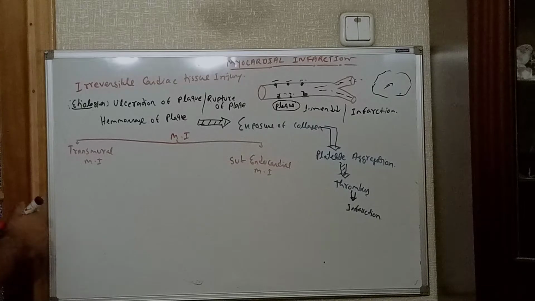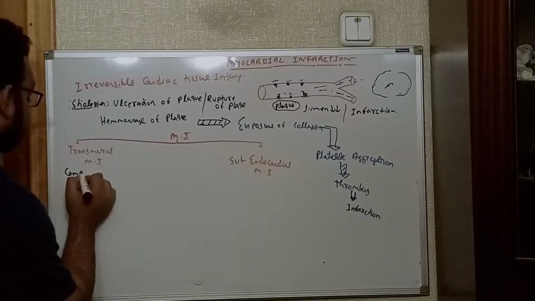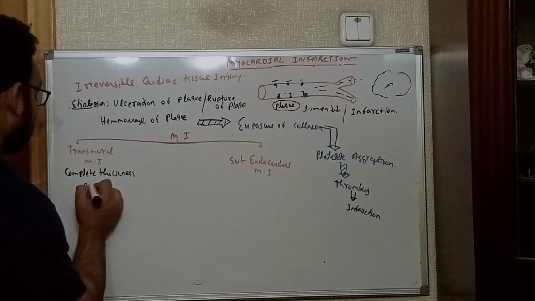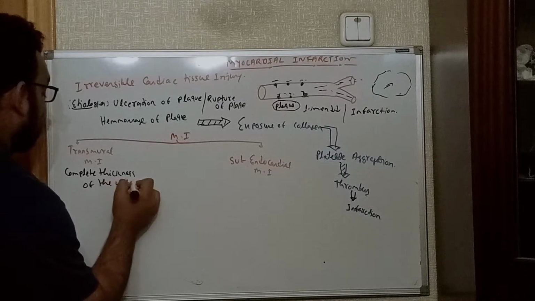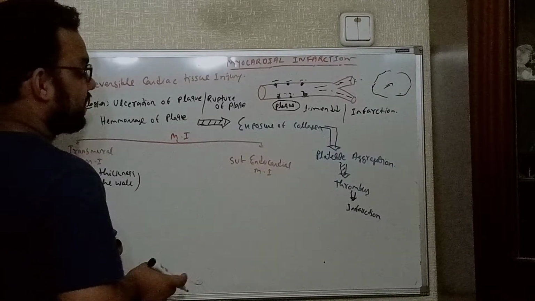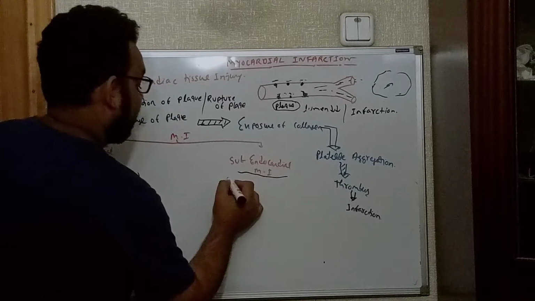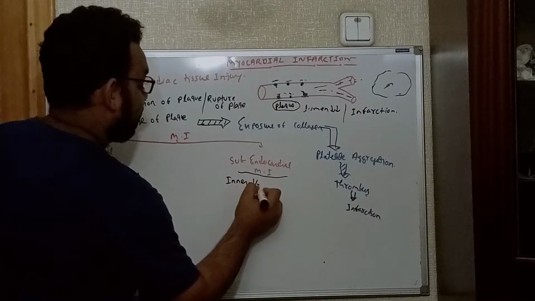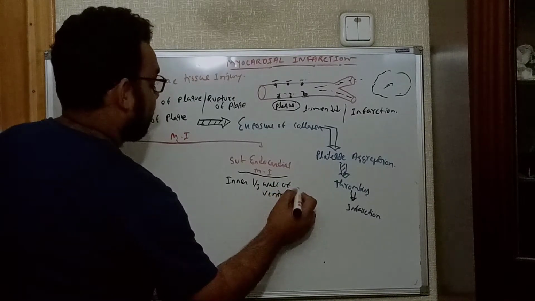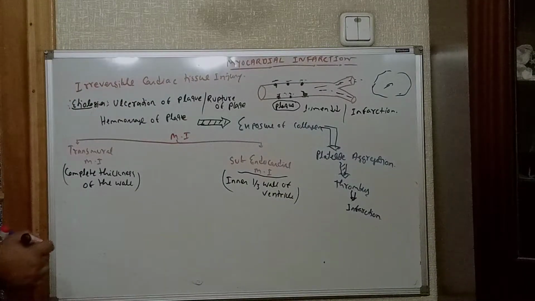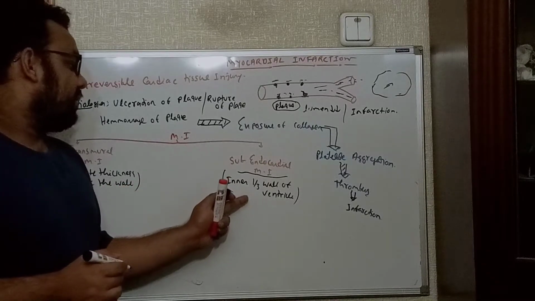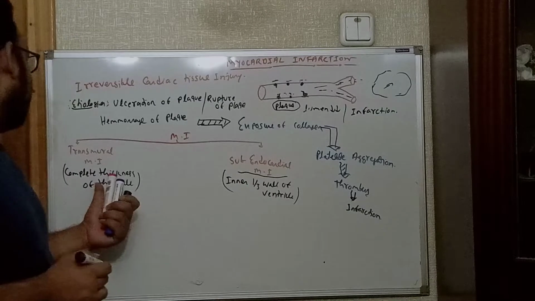If you see the complete thickness of the wall, then you call it transmural myocardial infarction. But in subendocardial myocardial infarction, the problem is in the inner one third of the wall of the ventricle. So these are the types: transmural myocardial infarction, with the complete thickness of the ventricular wall, and subendocardial myocardial infarction, with the inner one third of the wall.